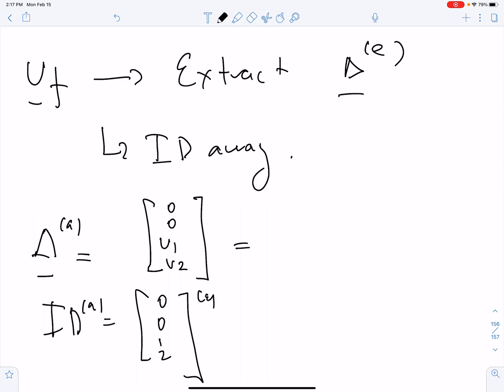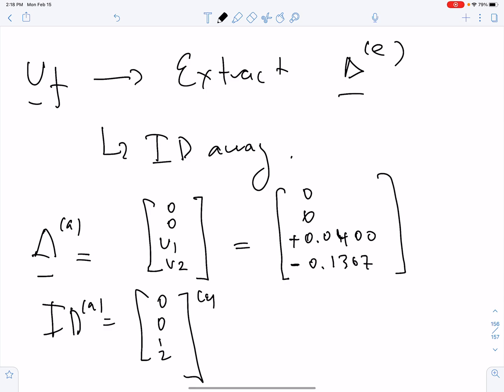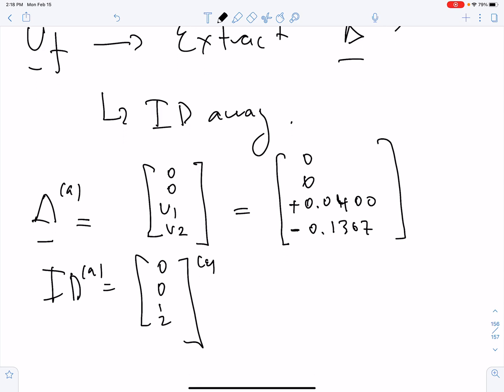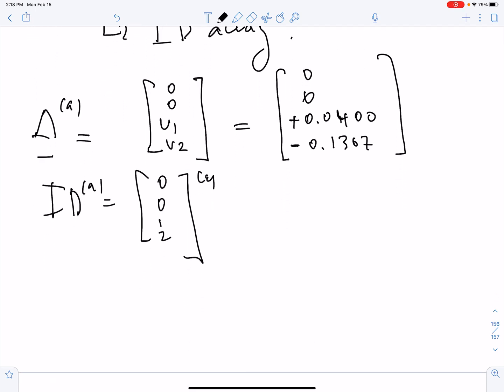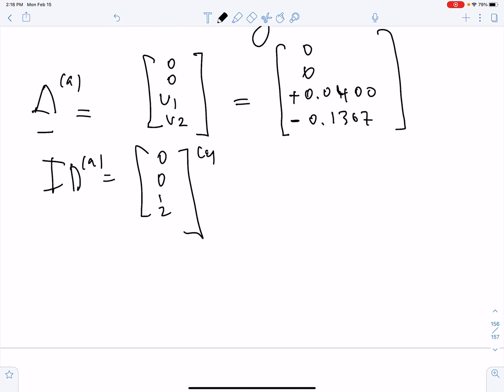Okay. So if you focus on the solution here, you find that this is 0, this is 0, this is going to be plus 0.0400, and this is going to be minus 0.1367. So this is the displacement state that the element A will see. Okay, so now you know the displacement state.